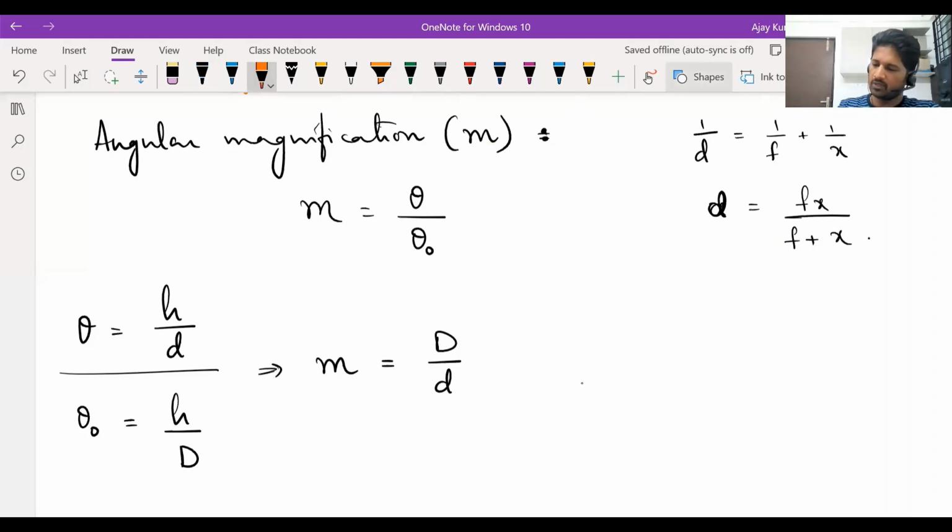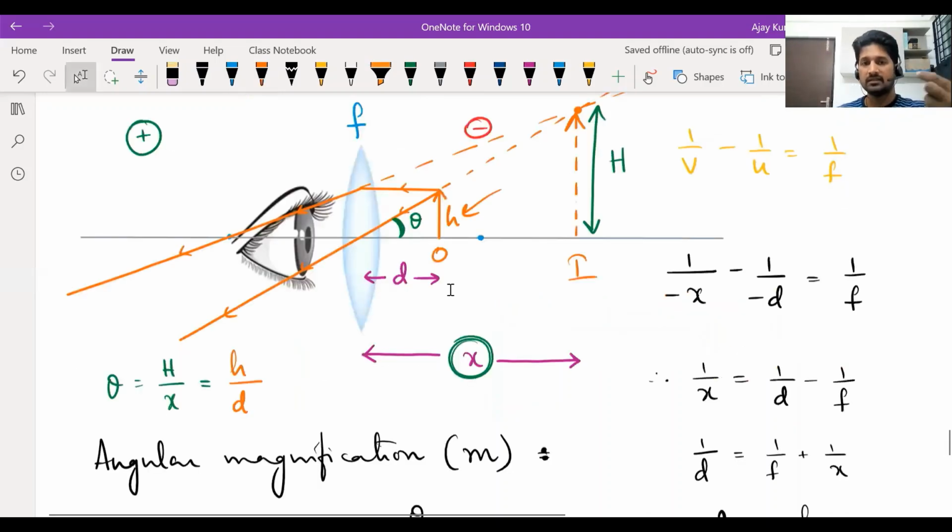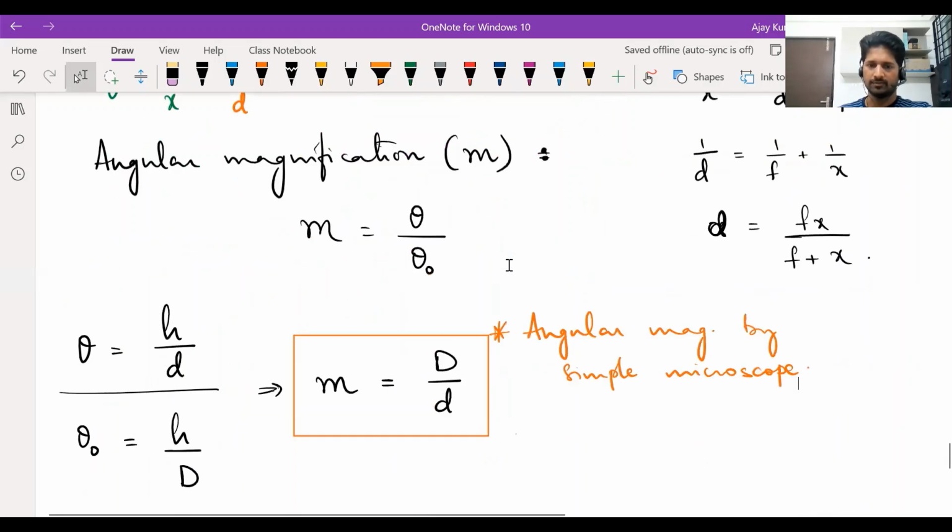One of you quickly tell me what was small d in our derivation? What was small d? Small d is the distance where the object is placed to get the magnified image.